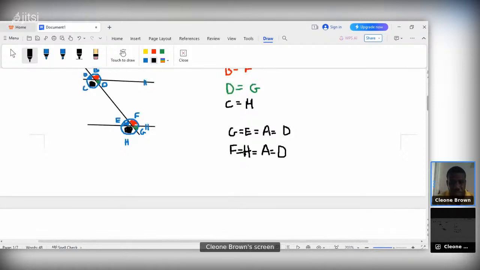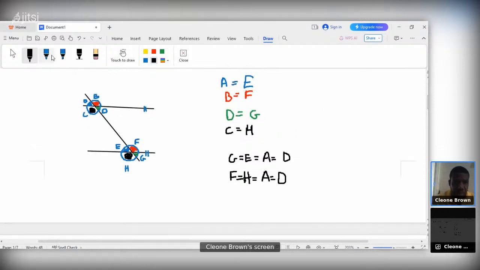All right, and then one other thing, we'll have to make note of what we sometimes refer to as a Z angle. So this right here, you see that Z? We sometimes refer to it as a Z angle. And on the so-called Z angle, the interior opposite angles are the same.